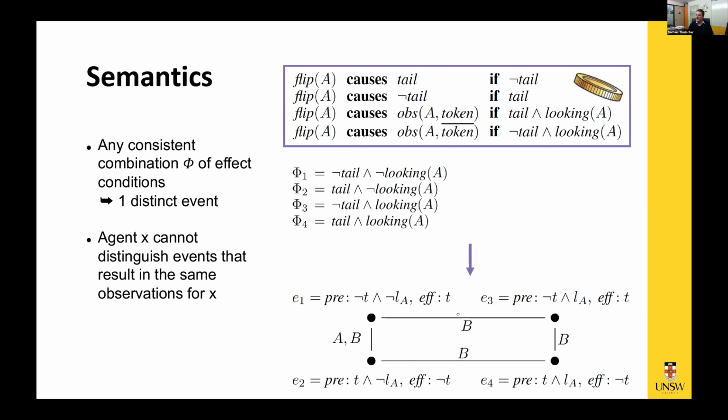We can see that B, because agent B doesn't get any observation here, cannot distinguish any of the 4 possible outcomes, and A cannot distinguish tails from not tails if A is not looking, but if A is looking, then these 2 events can be distinguished. So in this way, for any such description, you can map it into a standard classical possible event model.